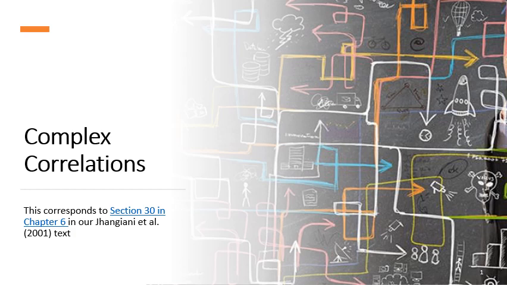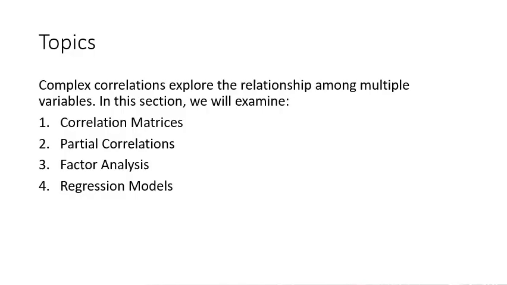Part 5 is complex correlations. In an ideal world, we'd look at all three of these, but for our content today, we're going to stop at correlation matrices, and we'll see if we move on to partial correlations and regression models next time.